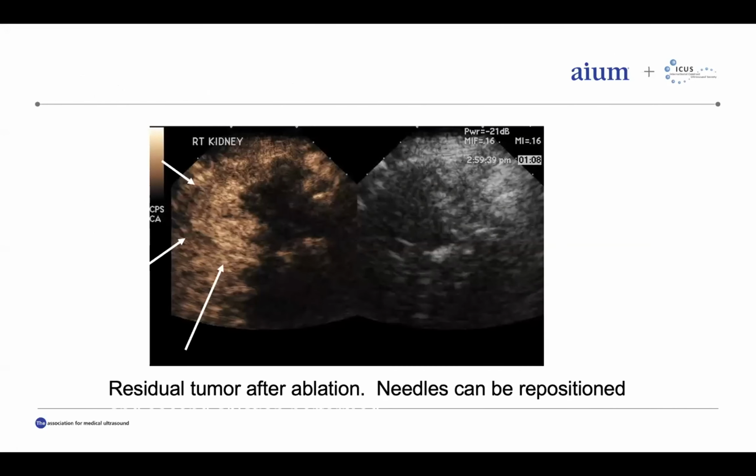So here's an image from one of our RFAs. I have just done an ablation in this area. We've now injected the contrast. We have a black void here where we've ablated the tumor, but we still have residual tumor here.